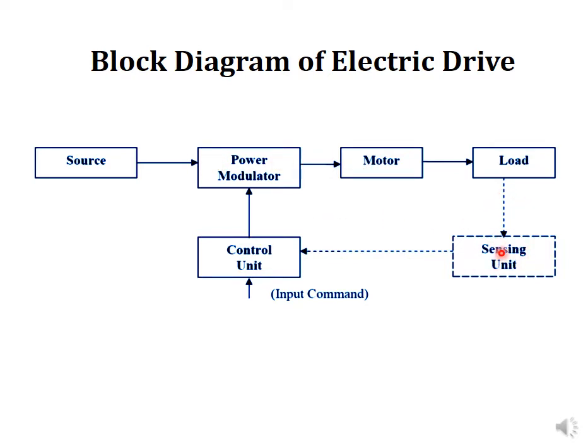And there is a sensing unit which senses the speed of the motor load system, speed or position is to be sensed, and that sensed data is given to the control unit. And control unit will be having two inputs. One is the input command or reference input, and this is the actual value, that is the sensed value, and these values will be processed by the control unit, and the corresponding control signals will be given to the power modulator. So that the power modulator will modulate the power available from the source, and which will be given to the motor. This is the control mechanism. Now we will discuss these parts in detail.